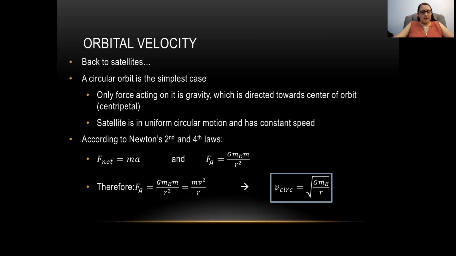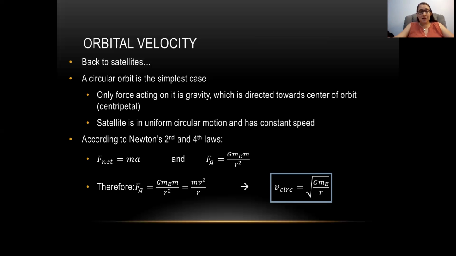And actually, planetary orbits are also very close to being circular. So we'll talk about that tomorrow. We probably won't have time to go through all of Kepler's laws today, but yeah, planetary orbits are very close to circular, except for Pluto, which is one of the reasons why it was demoted from being a planet.